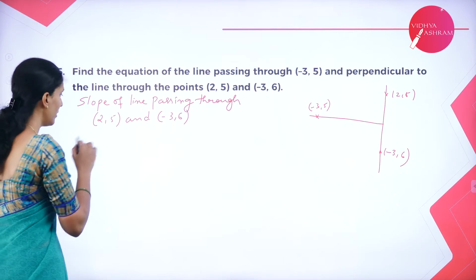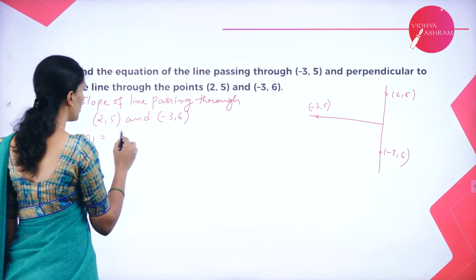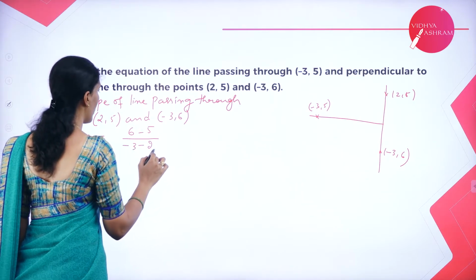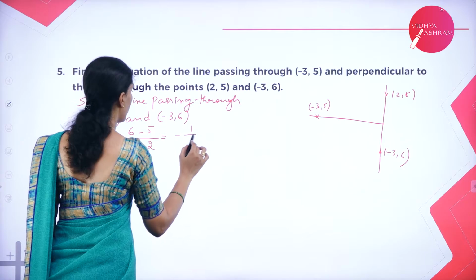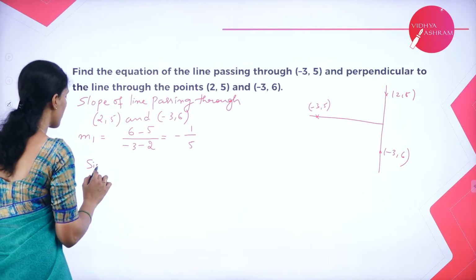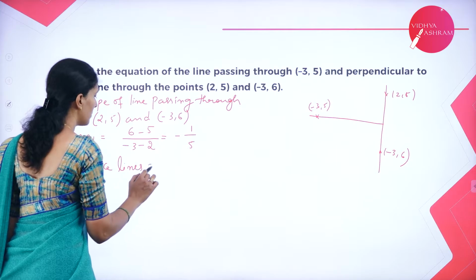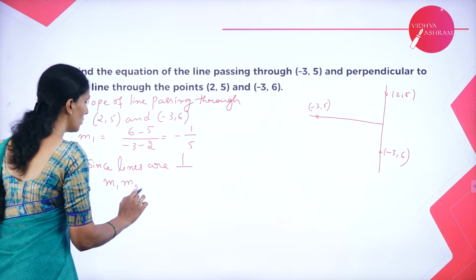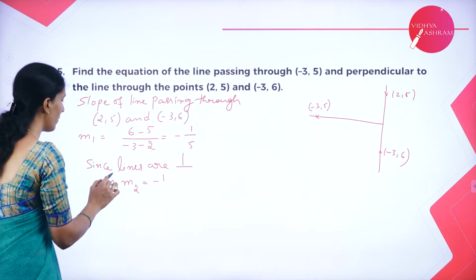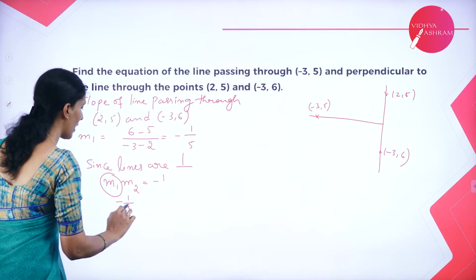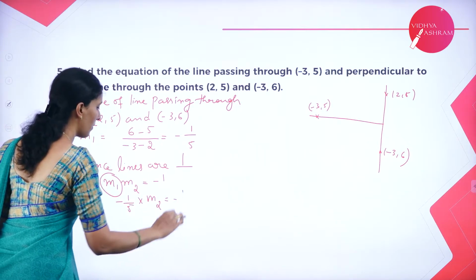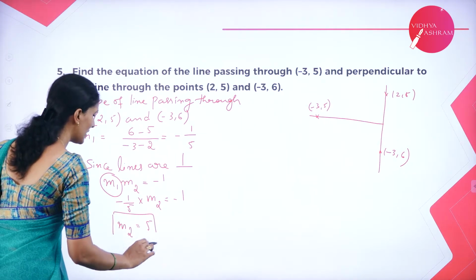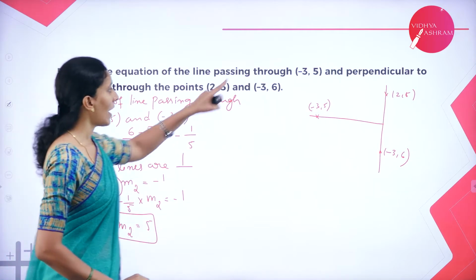I'll take it as m1. So m1 is equal to y2 minus y1 divided by x2 minus x1, which is minus 1 by 5. Now since the lines are perpendicular, we can write m1 times m2 is equal to minus 1. So m1 is given as minus 1 by 5, into m2 is equal to minus 1. So cross multiply, you will get m2 is equal to 5. Now the slope of the second line is given. Slope is given and one point is given.